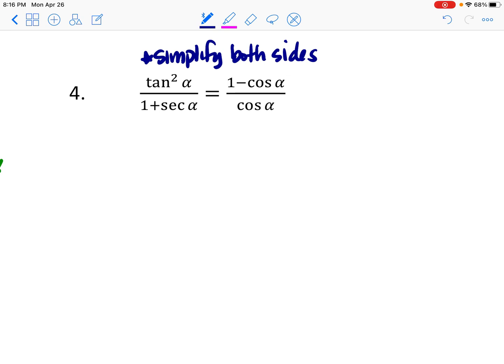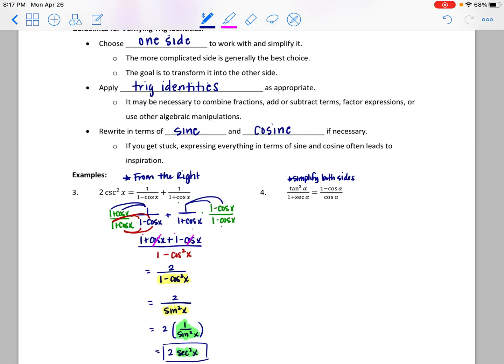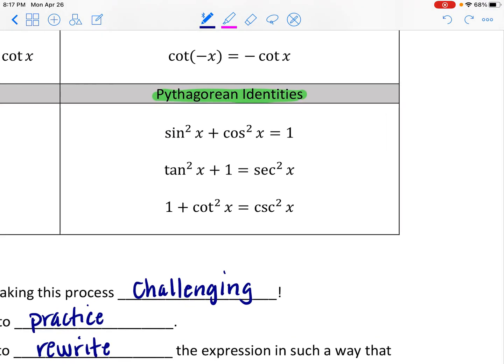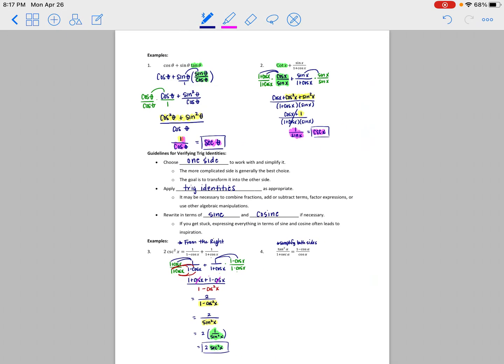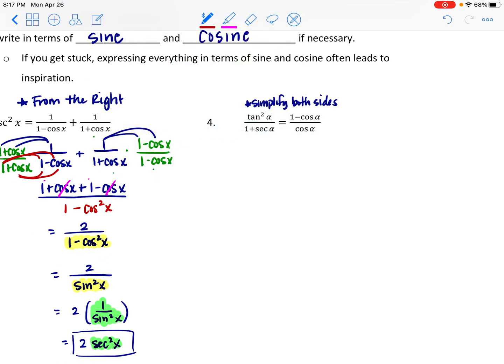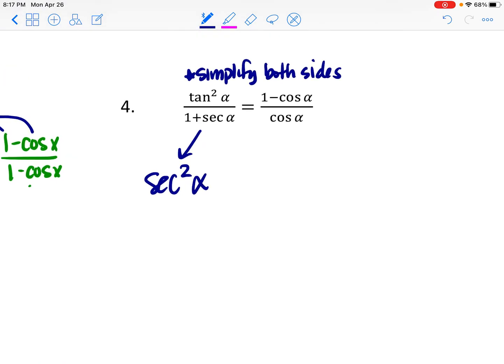Alright, so first, tangent squared. That's one of my Pythagorean identities I can substitute out here. If I wanted to get this by itself, I could just subtract over the 1. So I can replace tangent squared with secant squared minus 1. I'm going to work on this side first. So this is secant squared, and that variable has changed again. That's called alpha. So secant squared alpha, minus 1. And on the bottom, we have 1 plus the secant of alpha.